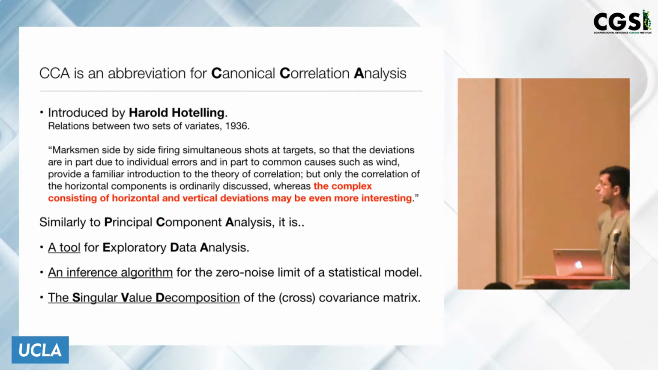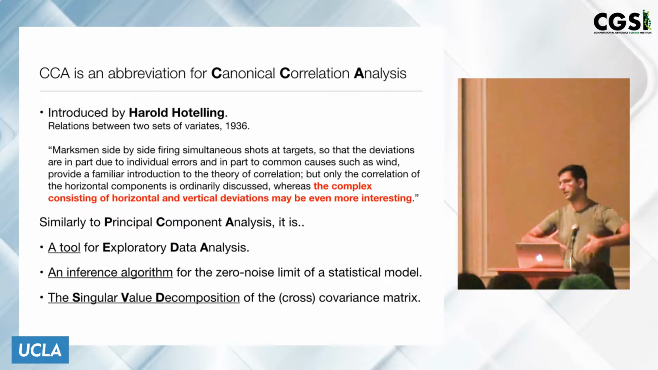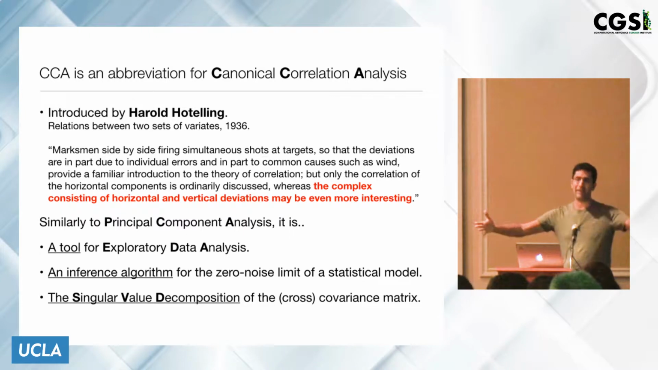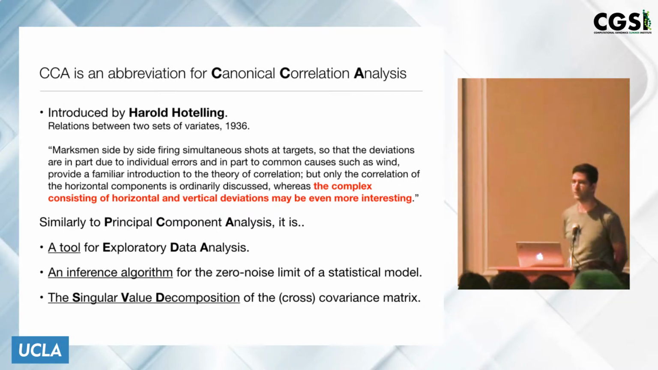So CCA is an abbreviation for canonical correlation analysis. And this is a standard statistical technique that really all of you should know, because it's as straightforward and basic and classical as any other statistical technique, such as principal component analysis. It was introduced by Harold Hotelling, I think in the mid-30s. This is actually a quote from his paper.